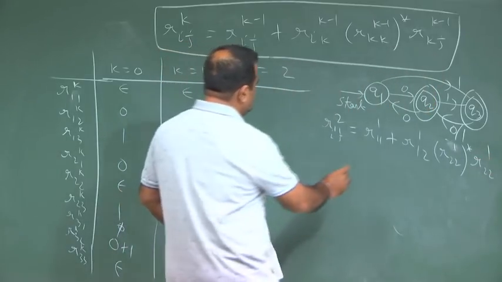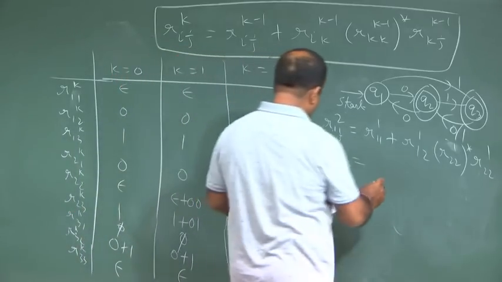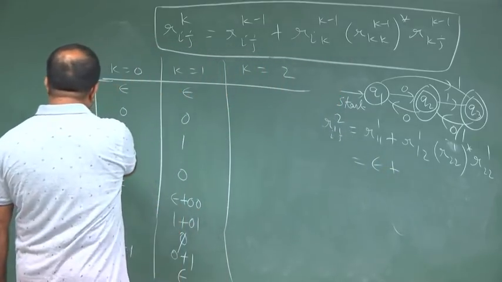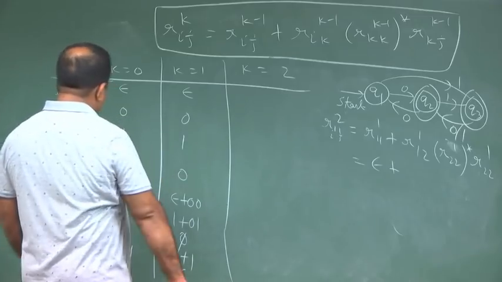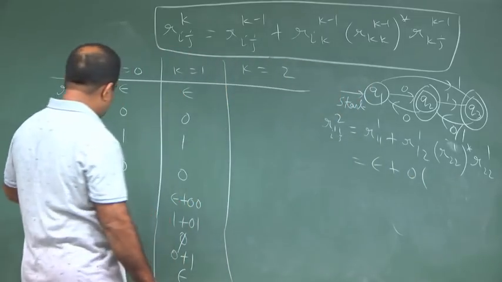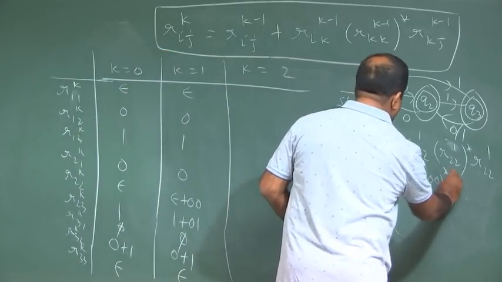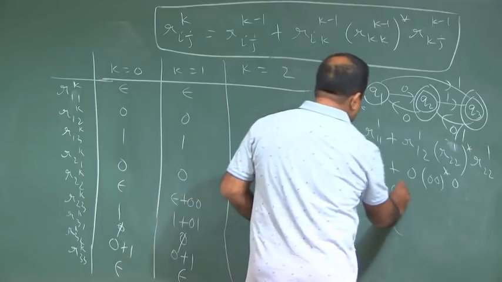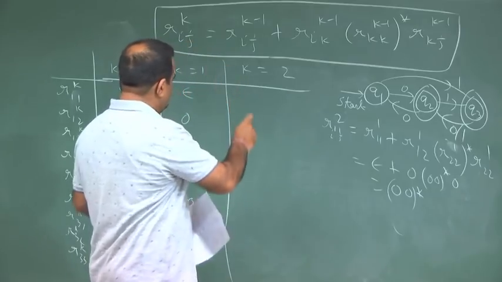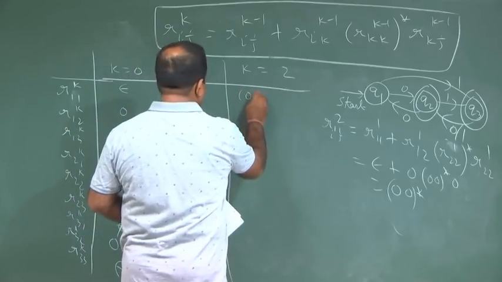If we use this table, R 1 1 is epsilon plus R 1 2 1, R 1 2 1 is 0, then R 2 2 is 0 plus 0. So it is 0 0 star, then 0. So this will give us 0 0 star. Okay, so this is nothing but this table we can fill: this is 0 0 star.